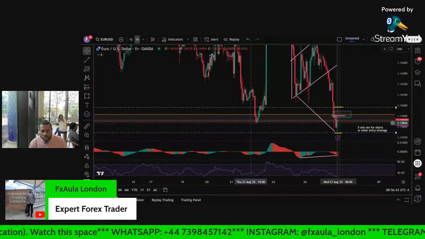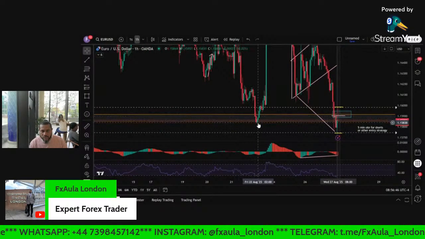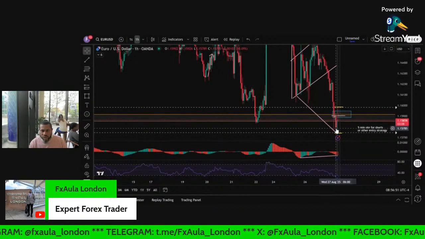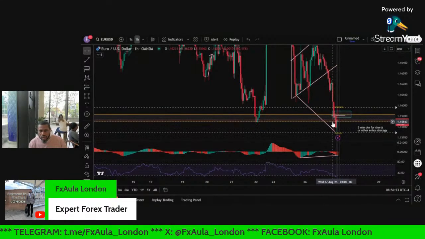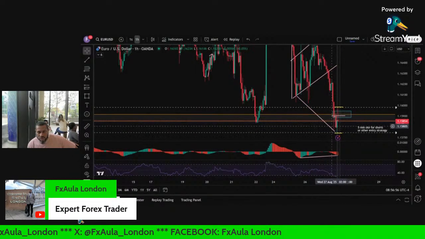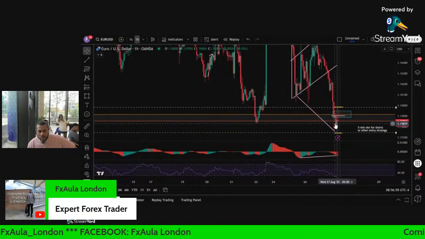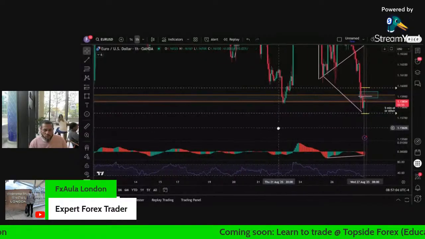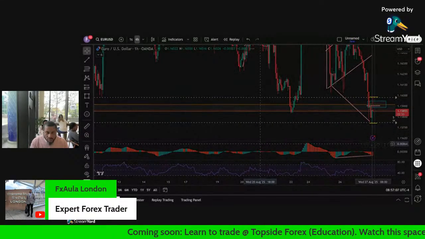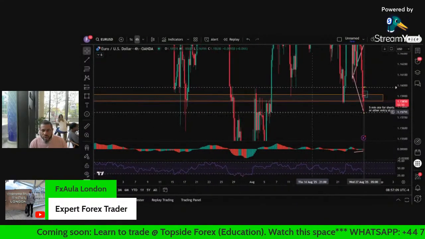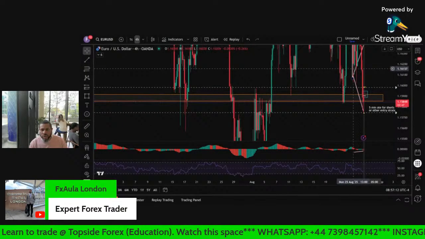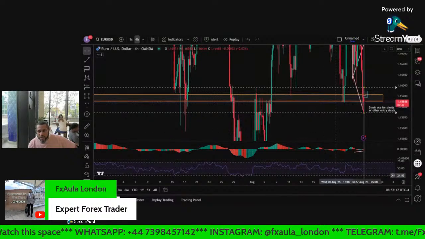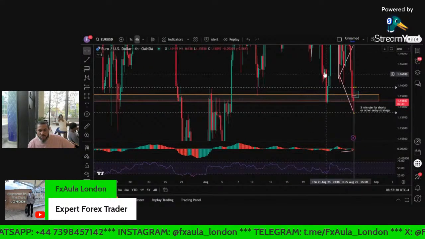So price broke my 1 hour demand zone here. Price actually broke it with this bearish candle. So yes, I think we may be going for sales. But let me see it from the 4-hour perspective. Yeah, we have the 4-hour. No, price has not broken it from the 4-hour perspective.